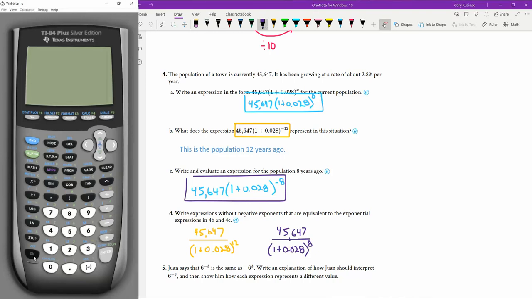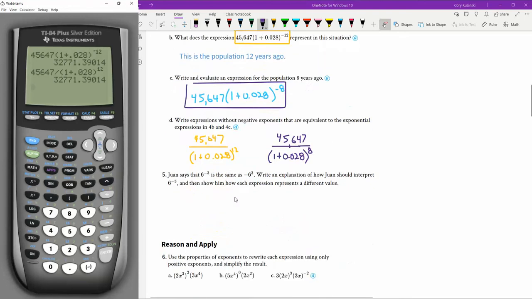Let's check one of those. How about that? Let's do 45,647 times 1 plus 0.028 to the power of negative 12. But now I'll do that same thing. So that would be the population 12 years ago, and it's gone up to 45,000 since it started there 12 years ago. So now let's do that same thing, 45,647, and we'll do it divided by 1 plus 0.028 to the power of positive 12. Same number. Same number. So we did it right. All right, and number 5.